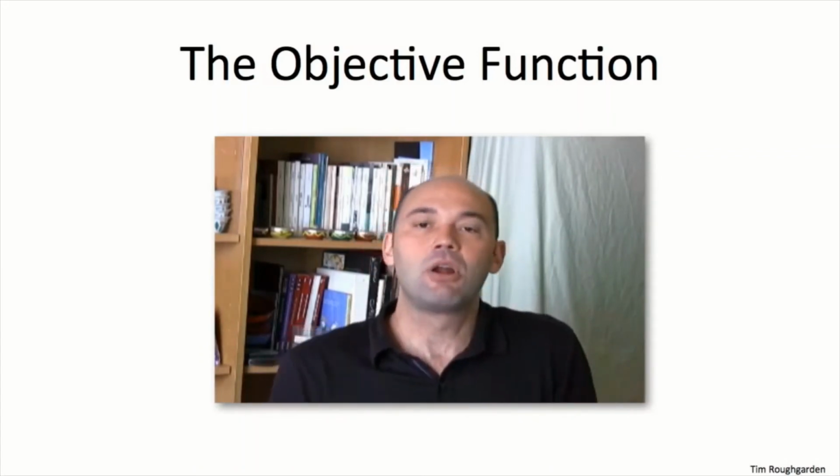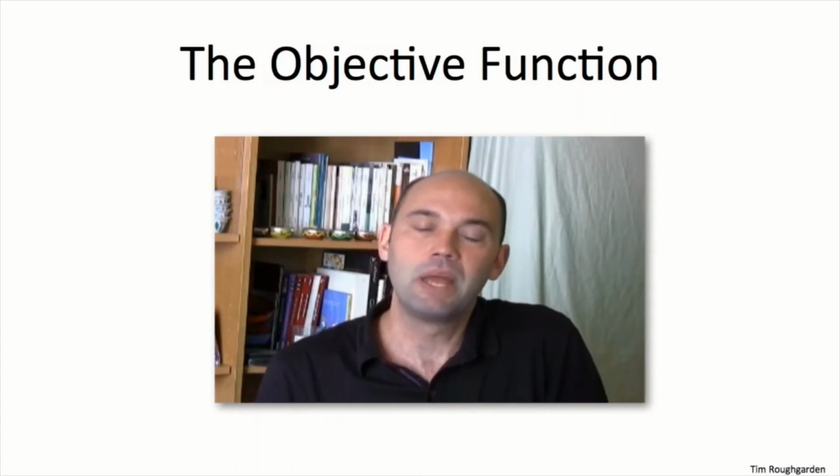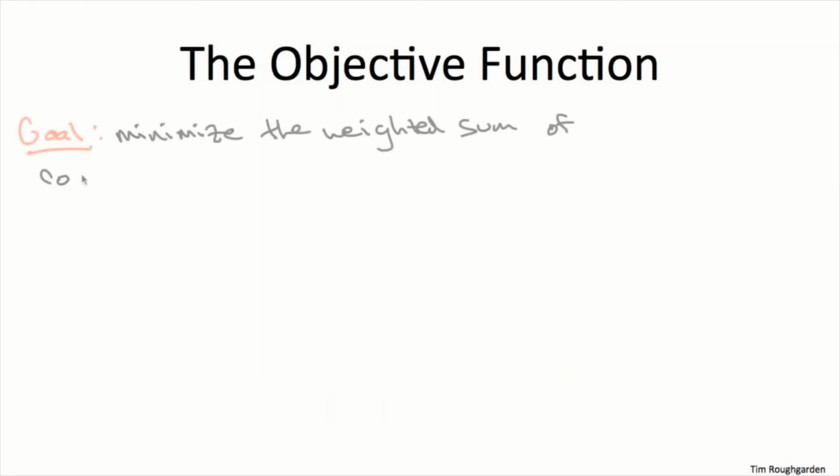Well, that depends on our objective function, and in scheduling, there's many different objective functions you might want to use. Today, I'm just going to tell you about one. It's not the only natural objective function, but it's one of several most natural objective functions. It's called minimizing the weighted sum of completion times. You translate this English phrase into mathematics in the obvious way.